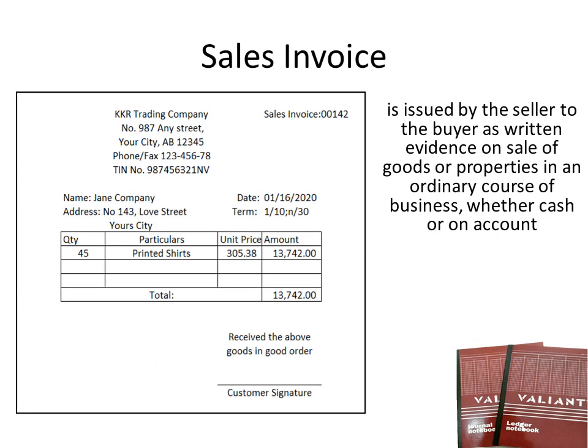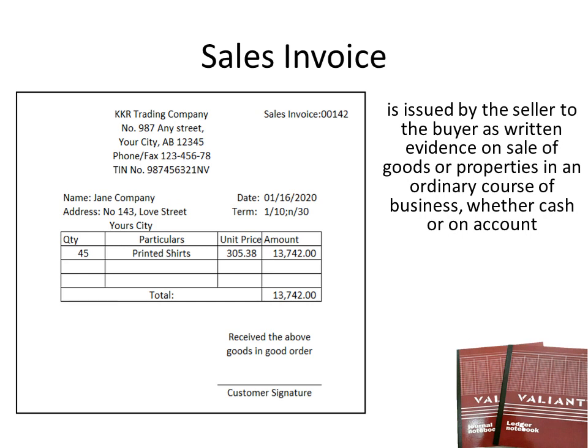Okay, so how does it look like? It looks like this. You have the sales invoice, the name of your company, the address, the telephone number, and then you have the TIN number. If it's NV, it's non-VAT. If it's VAT, it's vatable sales. So if it's NV, meaning the sales are normally just sales, no additional taxes.